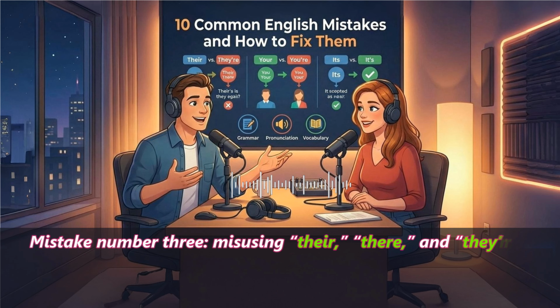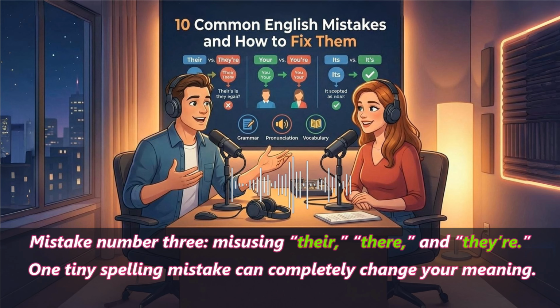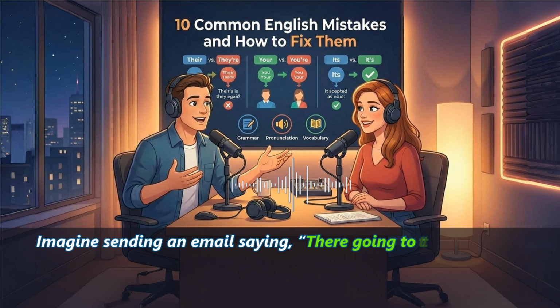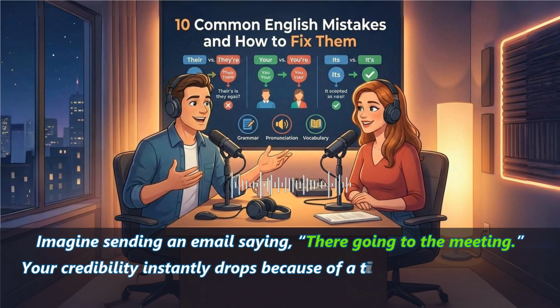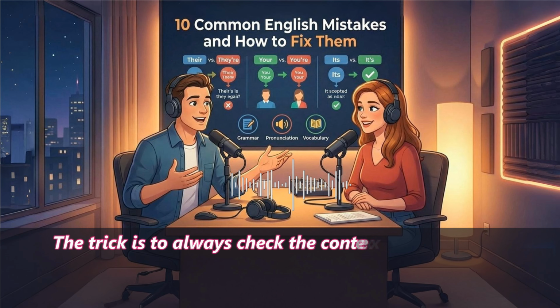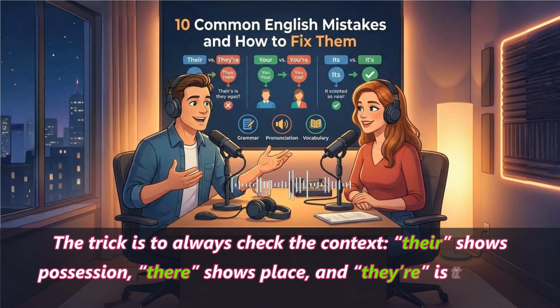Mistake number 3, misusing their, there, and they're. One tiny spelling mistake can completely change your meaning. Imagine sending an email saying, their going to the meeting. Your credibility instantly drops because of a tiny, avoidable mistake. The trick is to always check the context. Their shows possession, there shows place, and they're is they are.